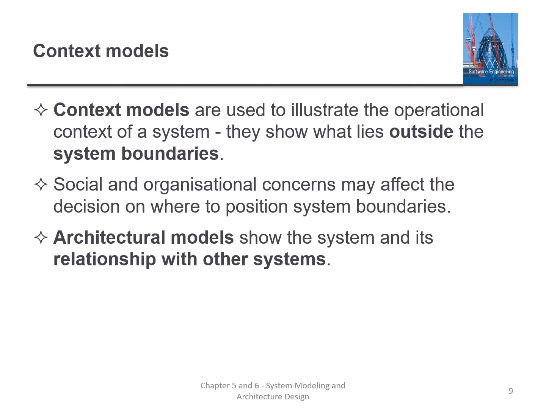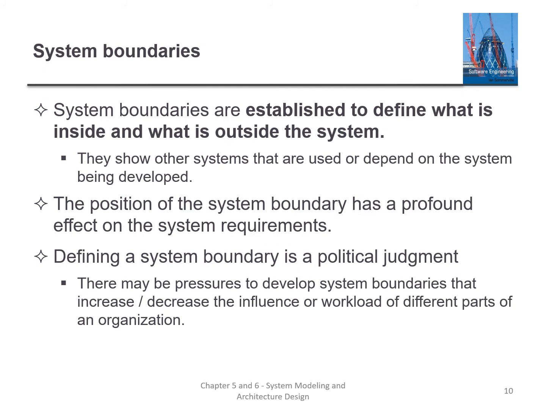Okay, social and organizational concerns may affect the decision on how to set the system boundary. Okay, so architectural models show the system and its relationship with other systems. We'll come back to architectural models later on. So with the context model, we basically want to know the boundary because when you are developing a system, you need to know the scope. Okay, how far you should go. So that with the time given, as you know the scope, you can plan well.